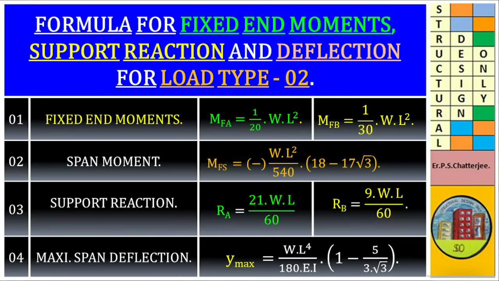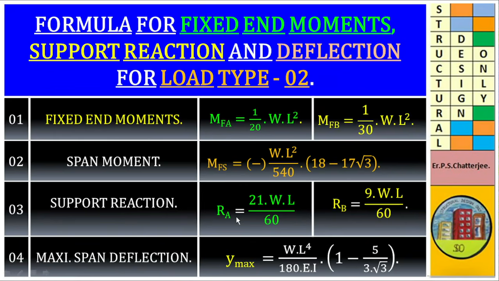Formula for fixed end moment, support reaction and deflection for load type 2. It will just reverse, and the span moment will be close to the left hand support. Here the formula: MFA is equal to 1 by 20 WL square, MFB is equal to 1 by 30 WL square. MFS is equal to the same formula, WL square by 540 into 18 minus 17 square root of 3.